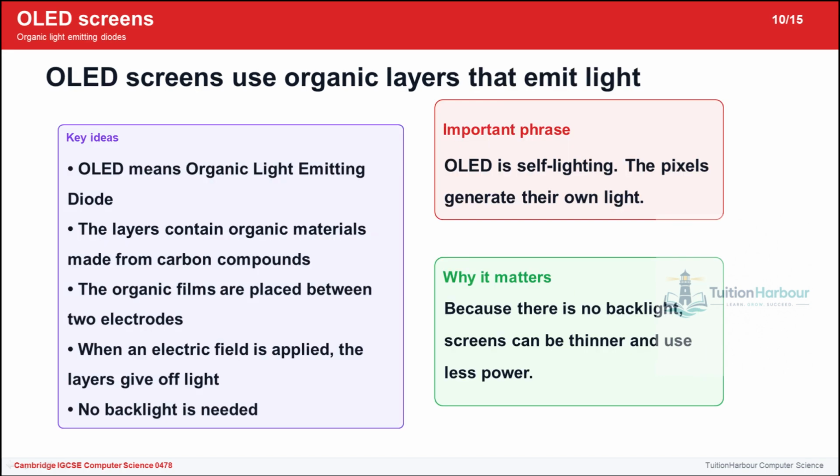OLED screens. OLED stands for Organic Light Emitting Diode. OLED screens contain organic materials made from carbon compounds. Thin organic films are placed between two electrodes. When an electric field is applied, the organic layers emit light. OLED pixels generate their own light. This means an OLED screen does not require a separate backlight.